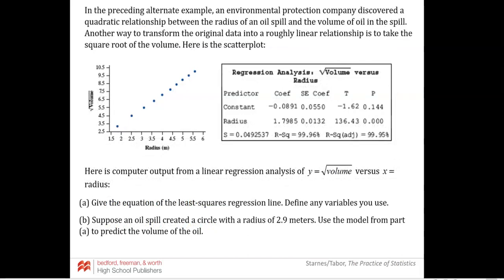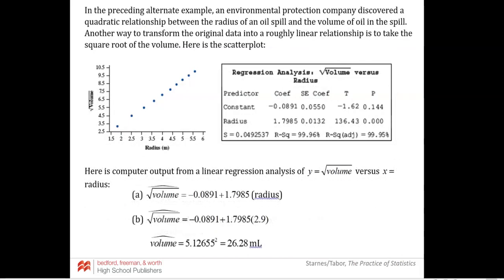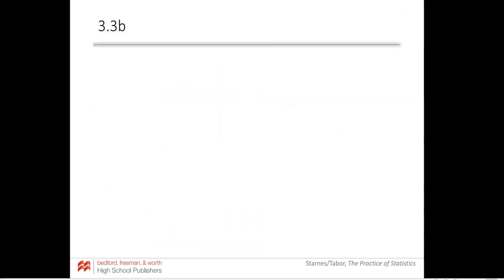Give the equation of the line. So in this case, it would be the predicted volume, and then the radius. This way, they did the square root of the predicted volume, right? Because this time they chose the tougher route and adjusted the Y value. Of course, if you do that, for the last step, you're going to have to square both sides. So that's why that 5.12655 is being squared, because we had to solve for volume, not square root of volume there. So whenever you adjust Y, you've got to do an extra step there.